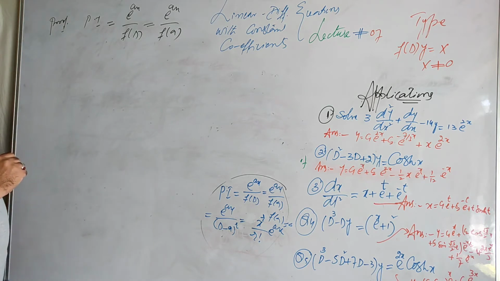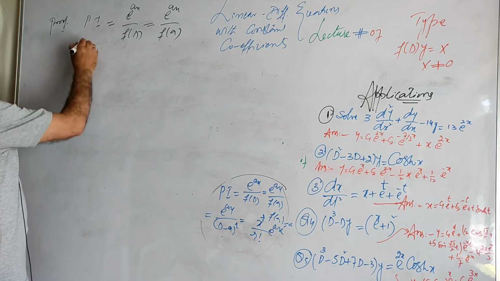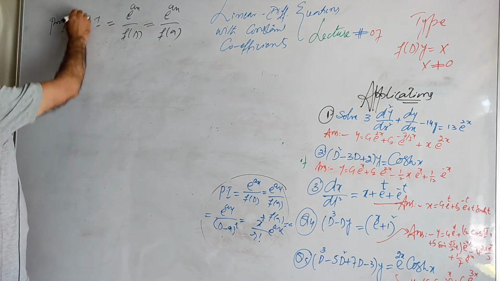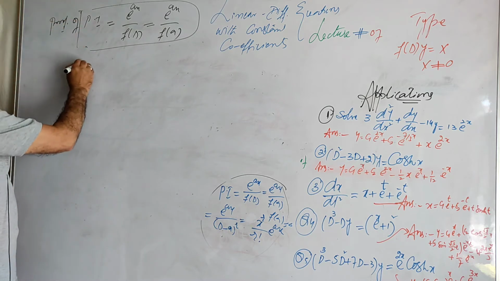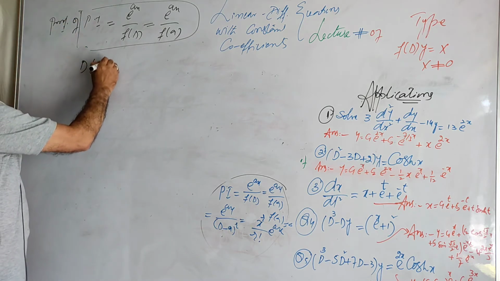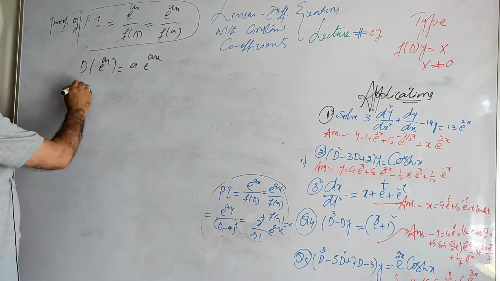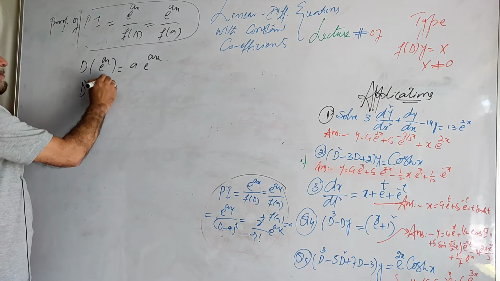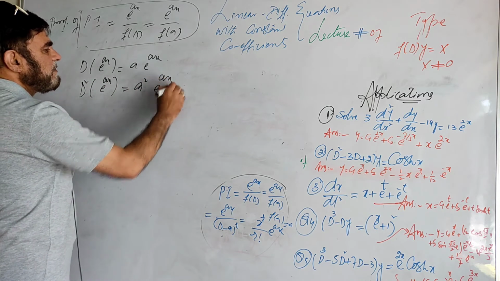How it comes? You see. In the proof you will write, we'll prove this part. We have d of e raised power x. What is that? It is a e raised power x. You go by d2, the second derivative of e raised power x. Differentiate this again. It is a square e raised power x.